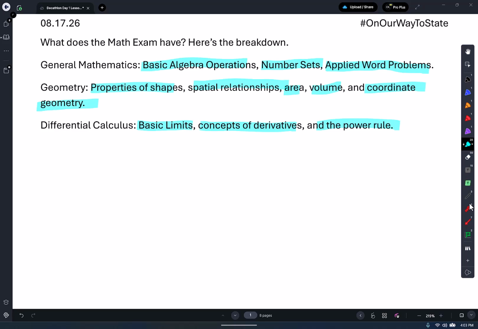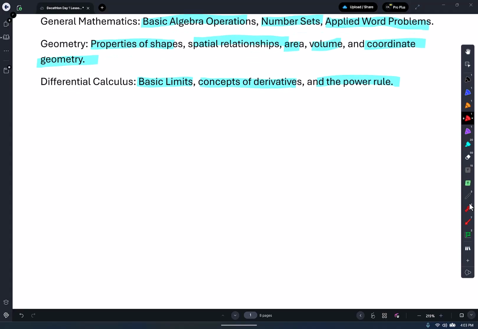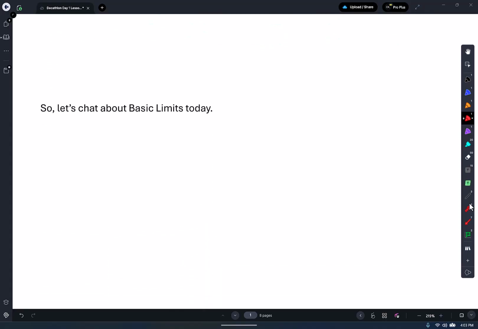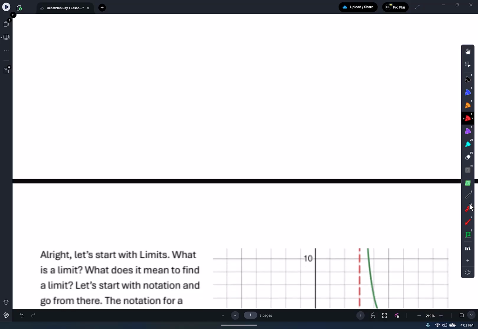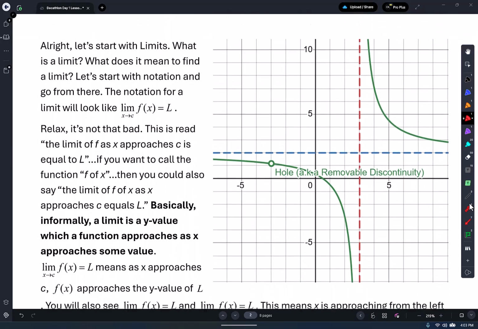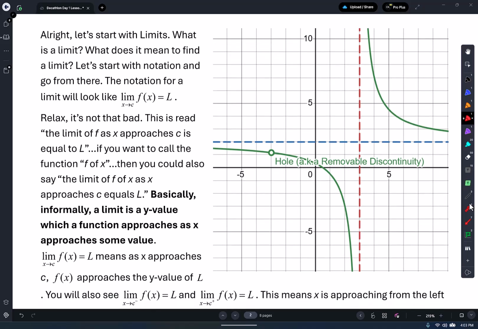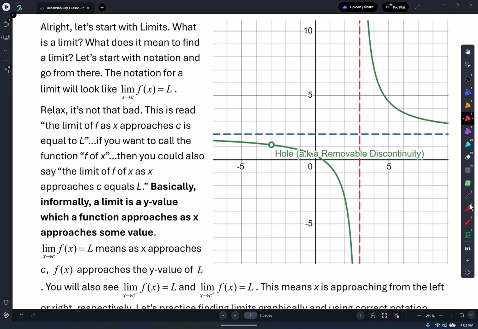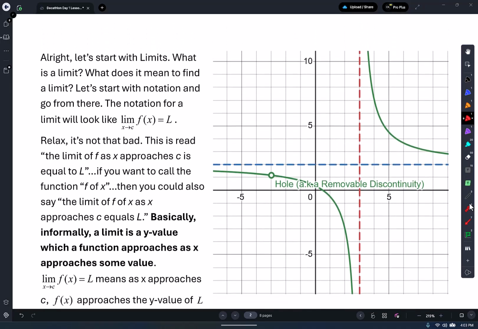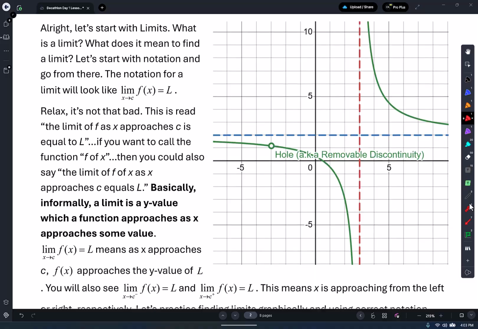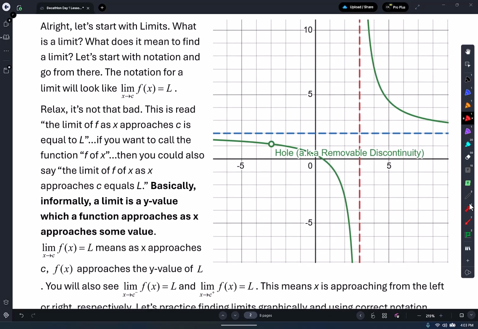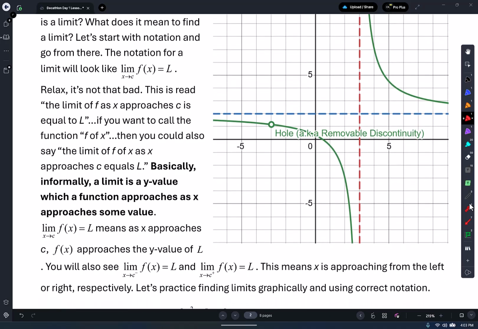Okay. So now let's start chatting about limits. Relax, guys. Let's chat about basic limits. That's what we're going to start talking about today. So what is a limit? So it says here, Gonzalez, do you want to read this for us? Yeah, read the whole thing. Let's chat about basic limits today. All right, let's start with limits. What is a limit? What does it mean to find a limit? Let's start with notation and go from there.